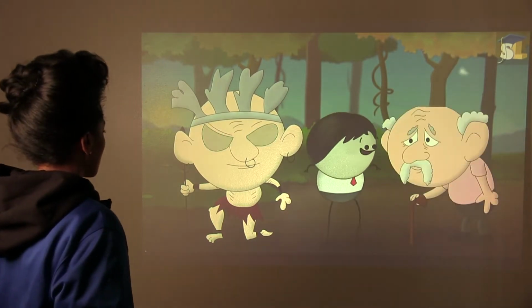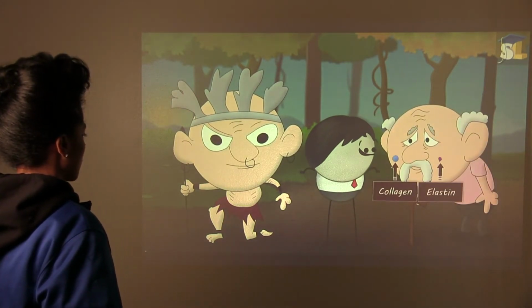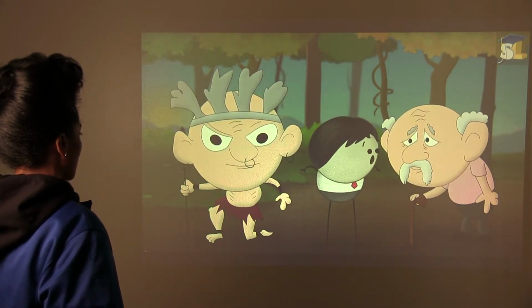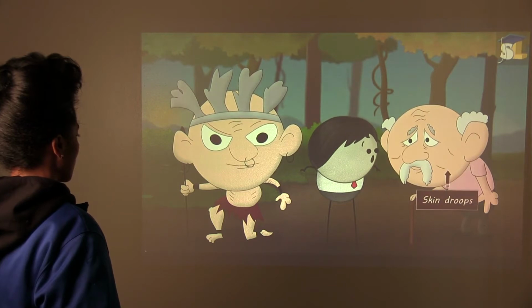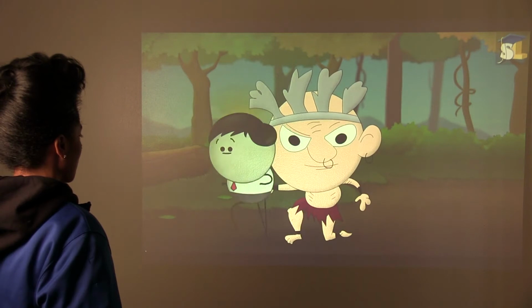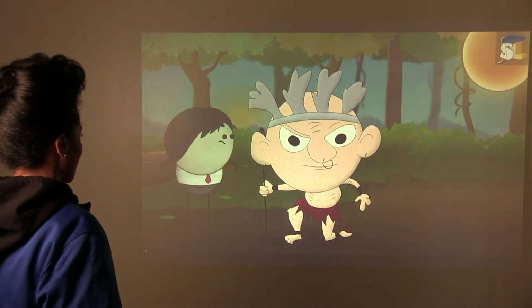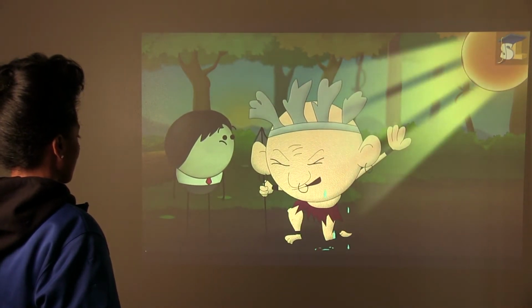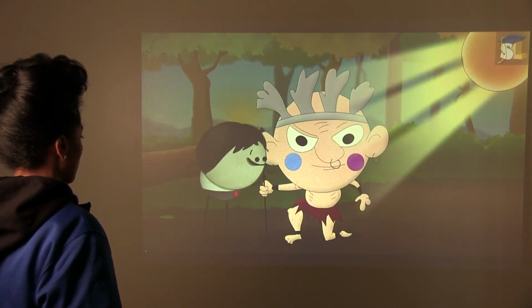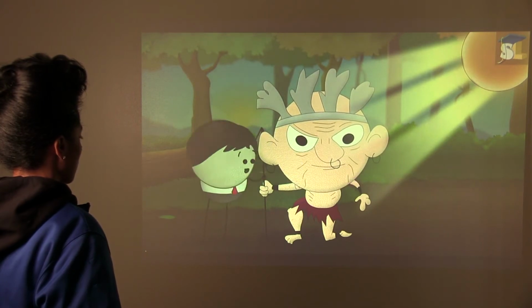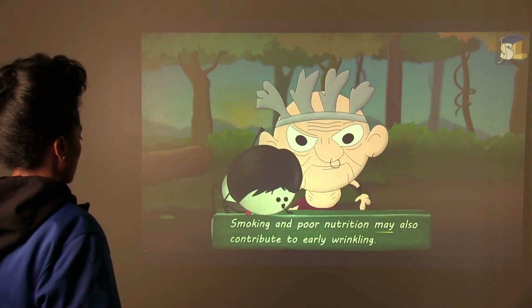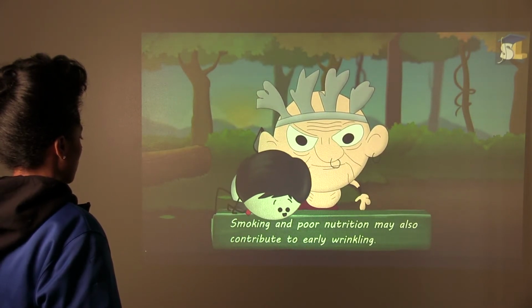Absolutely. But as we age, our skin produces less collagen and elastin. Hence, our skin no longer remains firm. It begins to lose elasticity. As a result, our skin droops, thus causing wrinkles. Moreover, there are some factors that can cause early wrinkling. One of them is UV radiation of the sun. Long-term exposure to UV radiation can cause collagen and elastin to break down faster than normal, thus causing wrinkles in early age. Besides this, smoking and poor nutrition may also contribute to early wrinkling.